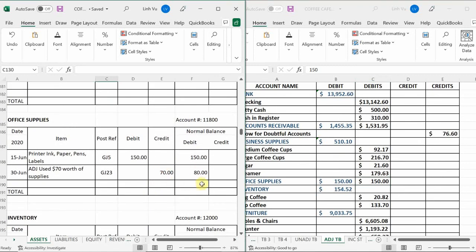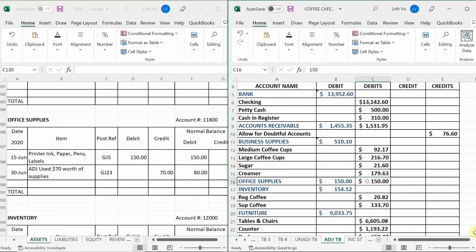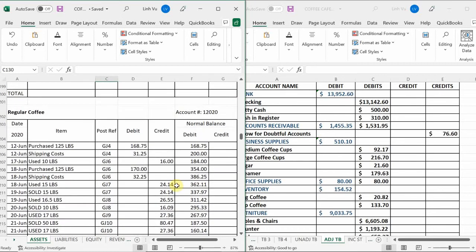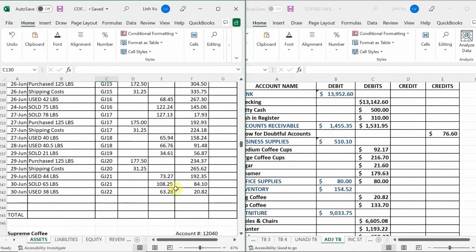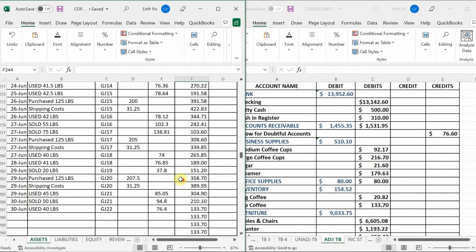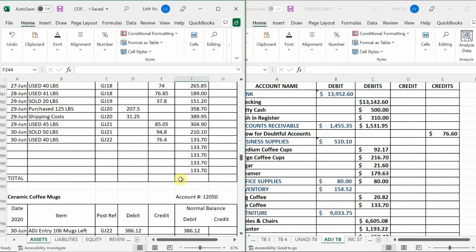Office supplies, we just adjusted this, so I only have $80 left. Next is inventory. So my regular coffee, I have $20.82 left, which is correct. And I have $133.70 left in my Supreme coffee.